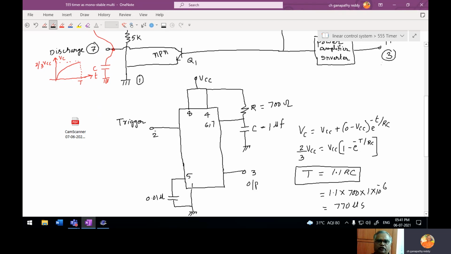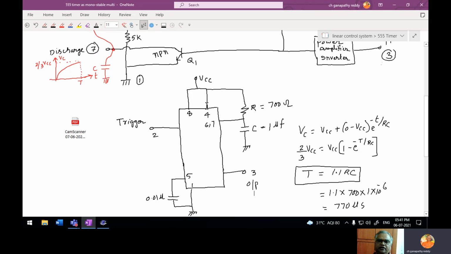At 2, we apply trigger. And 4, 8 shorted, connected to VCC. A resistor and capacitor. 6, 7 shorted. 4, 8 also shorted. So connected across resistor and capacitor.